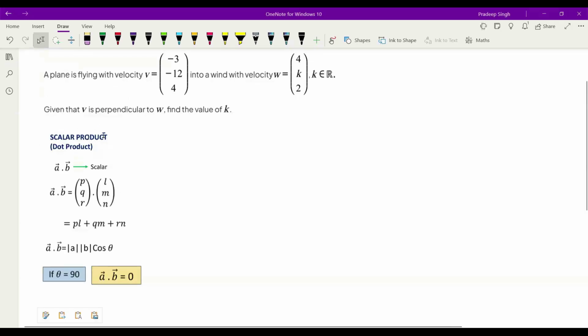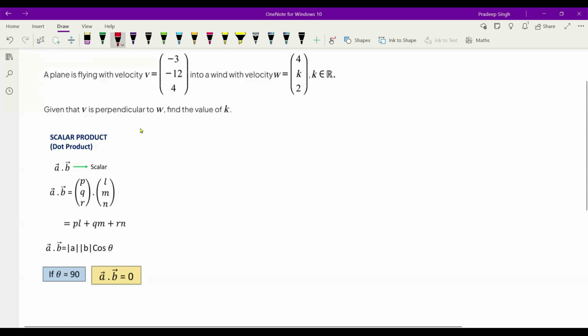In the scalar product, which is also called the dot product, let's say A vector is pi plus qj plus rk. This is the column notation. And let's say B vector is l, m, n in the column notation. So the dot product is pl plus qm plus rn. Now, if the angle is 90 degrees, then we use the basic formula of dot product. A dot B is mod A mod B cos theta. If theta is 90, cos 90 is 0. And then we can say A dot B is equal to 0. That's why always remember, whenever two vectors are perpendicular, we take the dot product and put that equal to 0.